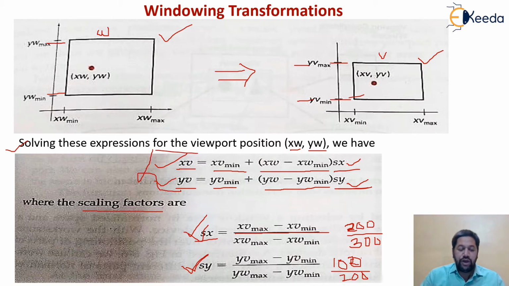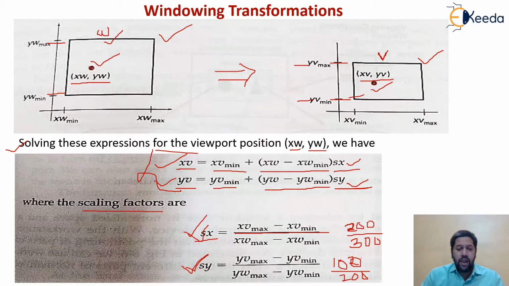This equation will be useful to convert, or map, the point xw comma yw represented in the window coordinate system to the point xv comma yv represented in the device coordinate system or screen coordinate system relative to the viewport. I hope all of you are very clear with the equation that we have.